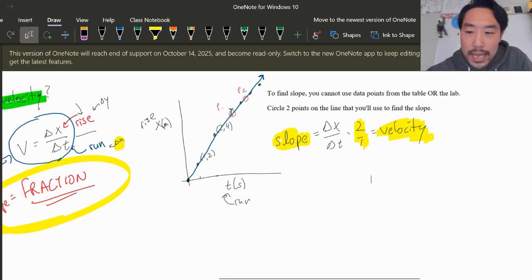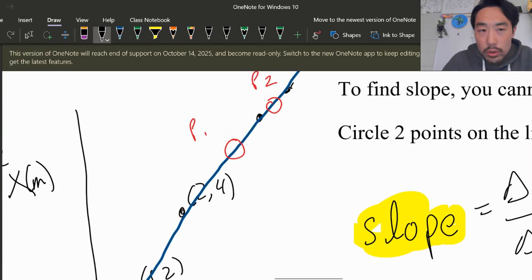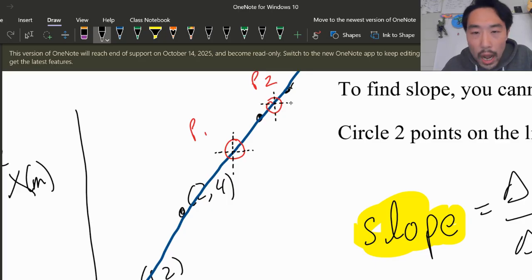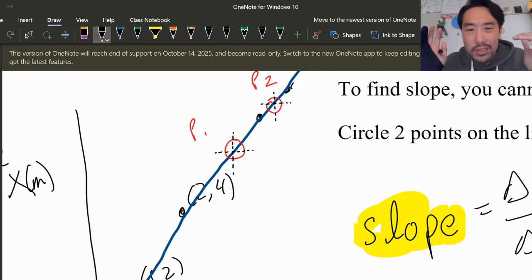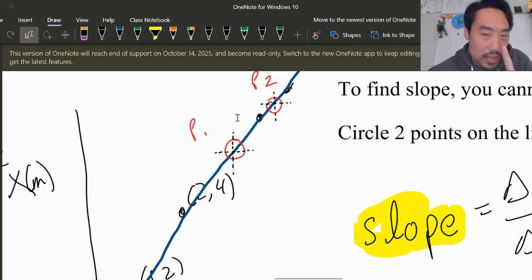Just another quick tip. When you are finding the 2 points, when you're using your graph paper, I suggest that on the graph paper, you look for the points that go through the crosshairs, so that you're not like, oh, this is like 0.1 or 0.2 or 0.15 or 0.16. So you don't have to go through those hurdles. Circle the points that go through the crosshairs, not data points.